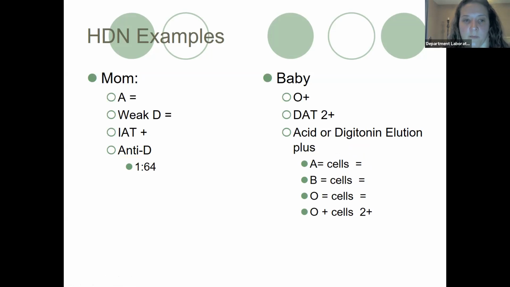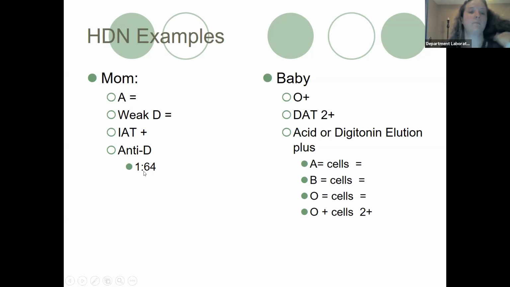All right, in our next example, we have an A negative mother. Do we suspect hemolytic disease of the newborn due to ABO in this mom? Because she's not type O, we do not expect ABO hemolytic disease of the newborn. And her weak D is also negative. But look, her IAT is positive. And through the antibody identification, we identified anti-D. Anytime you identify an antibody in mom, we have to titer it. And so her titer was 64.